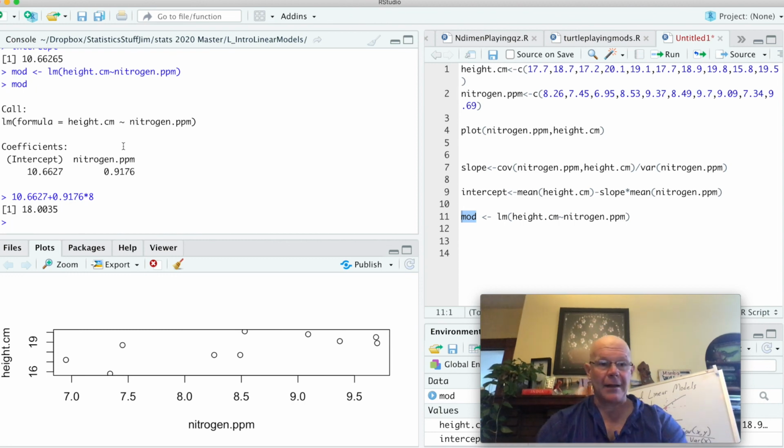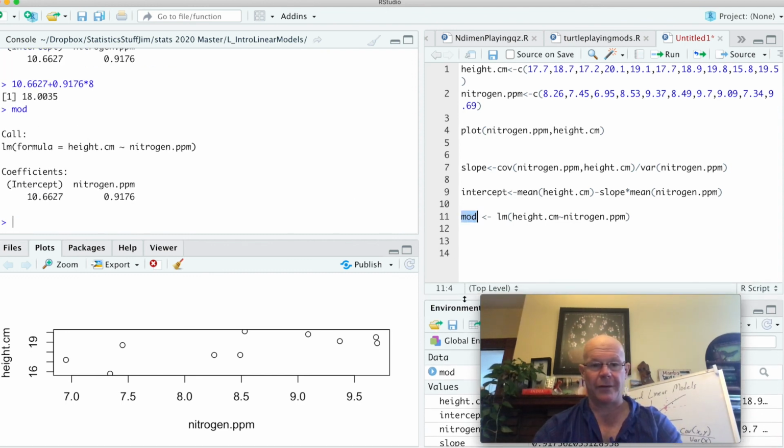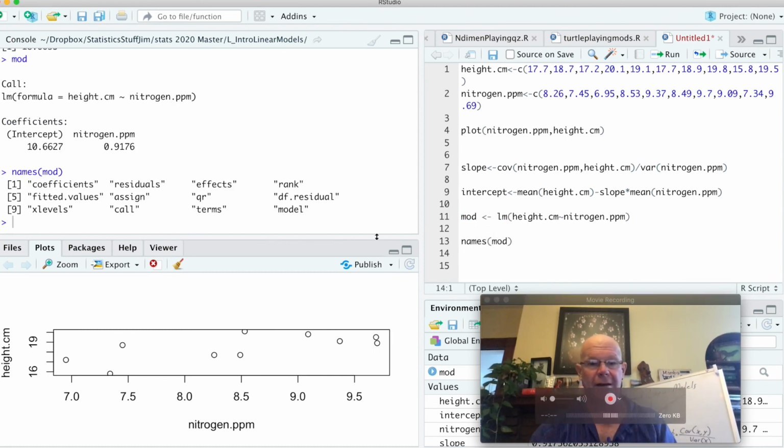So this object that we've created called mod actually has a lot of good stuff in it. A lot more than just the intercept. Not that there's anything wrong with our intercept and our slope. I think it's wonderful too. But there's more information in there. And I'm going to say names of mod, because it turns out that mod is actually a list, and there's all kinds of stuff in here.